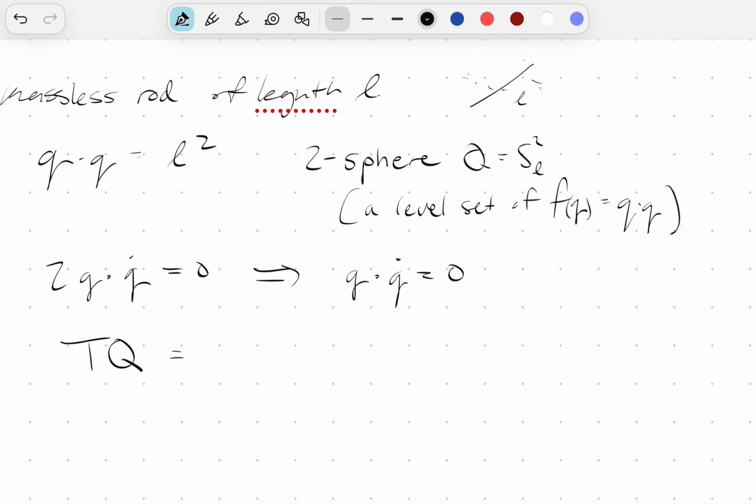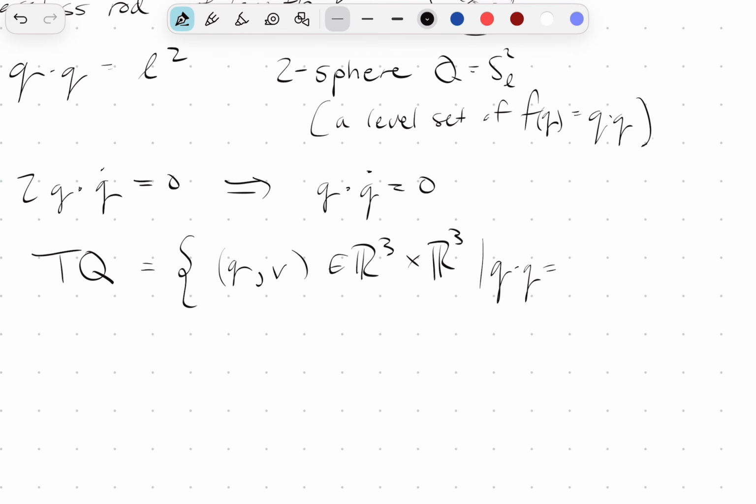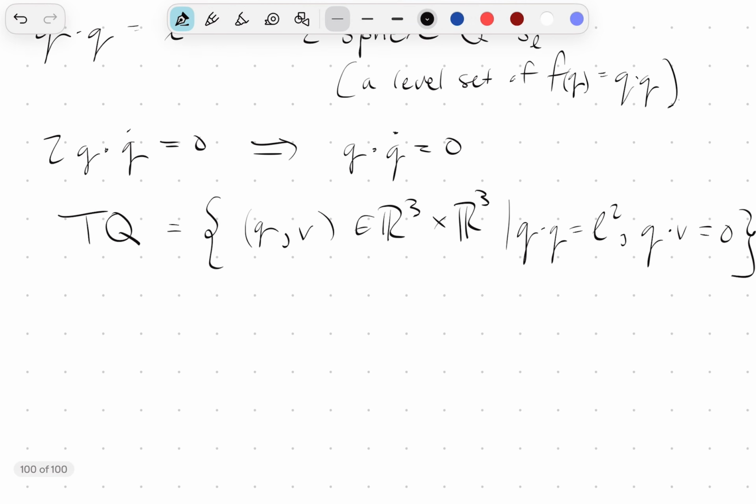with being on a sphere, the tangent bundle, or the physical tangent bundle, is just going to be q, v in R3 cross R3, given that q dot q is equivalent to L squared, and that q dot v is equal to 0. All right, and now the particle exists only on the sphere, and its velocity is always tangent to it.